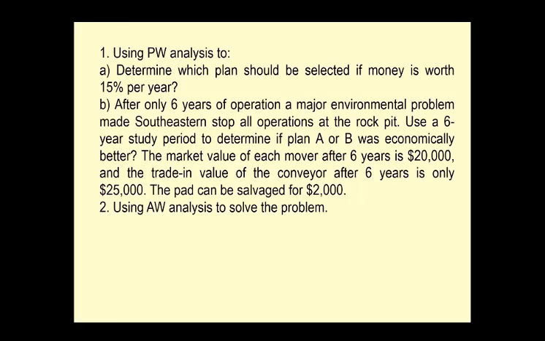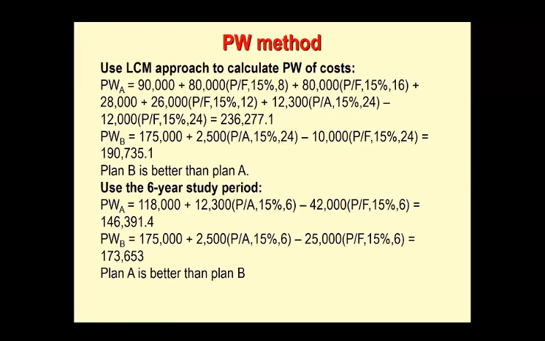Now for the pet. Upward arrow at year 6 with 2,000. Another conveyor system: 25,000 at 6 years, upward. Okay, 25,000. So then we calculate the present worth here.